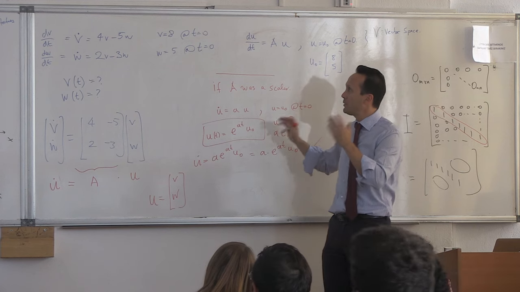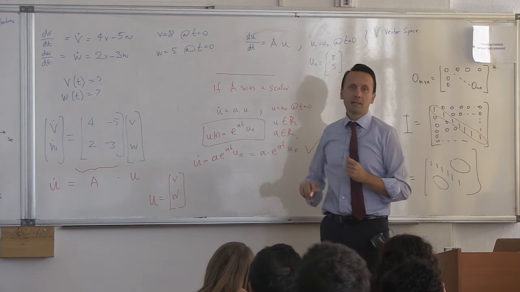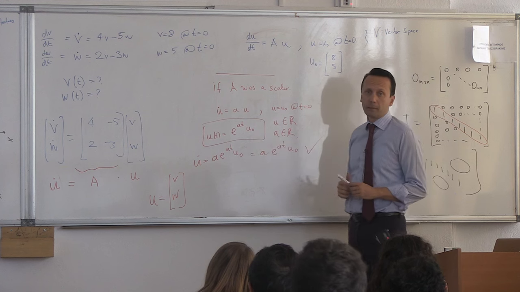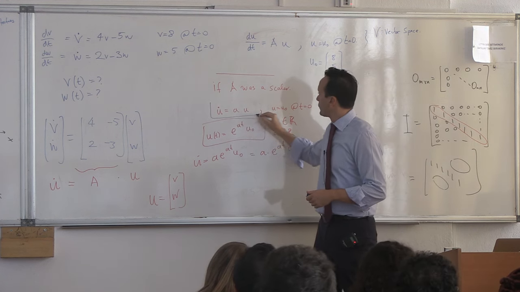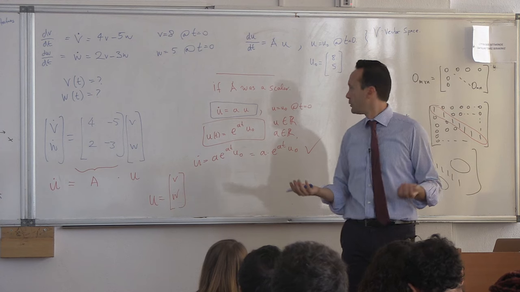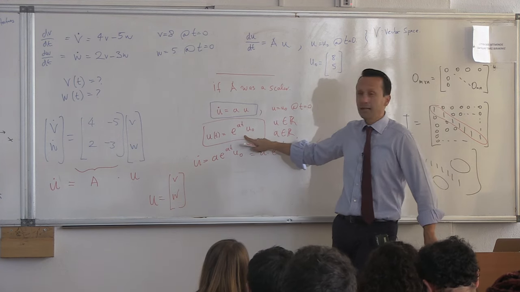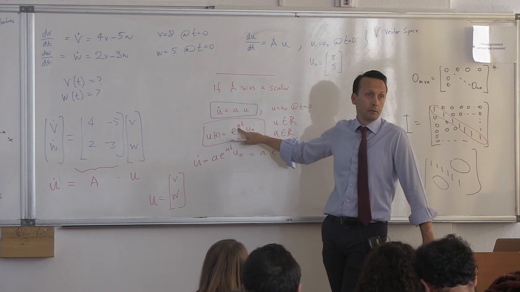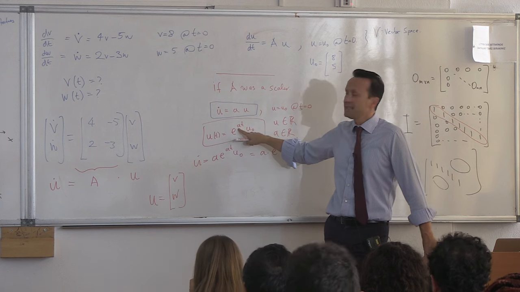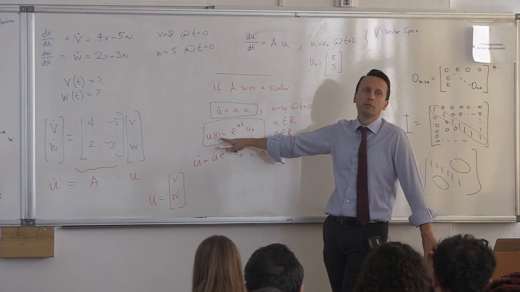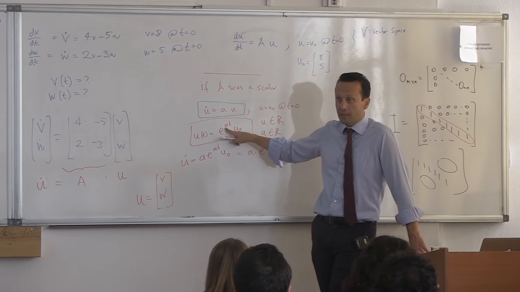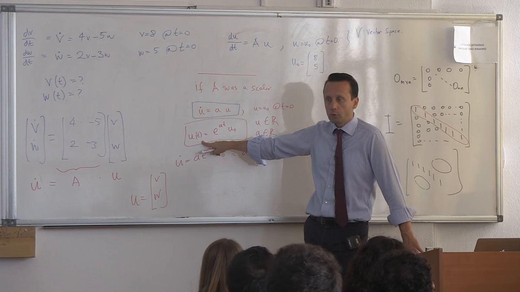Now, I want to do the same thing for my matrix, but in a second. Okay, let me, one second. I want to make a few comments about this. Just by looking at this, I can't really tell if the signal U is going to diverge or converge somewhere. But looking at this solution, I can immediately tell you if A is positive, this U is going to go to infinity as time goes by. Right? If A is negative, this is going to converge to zero as time goes to infinity.